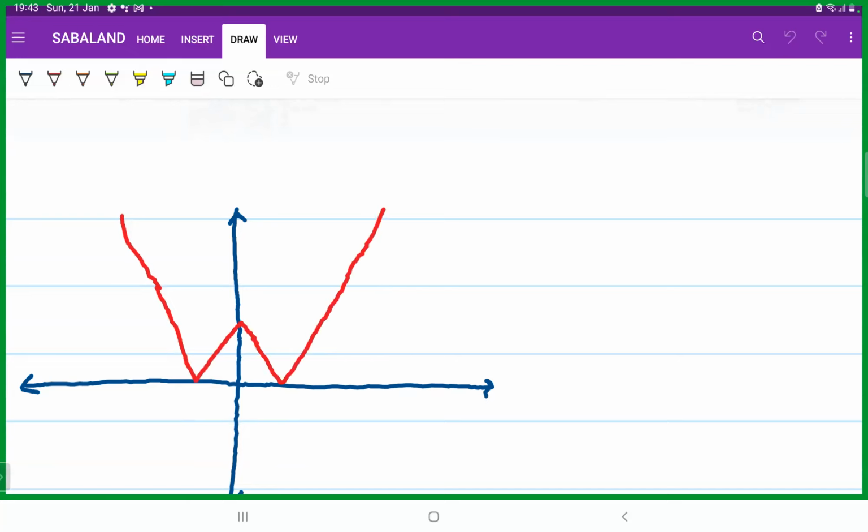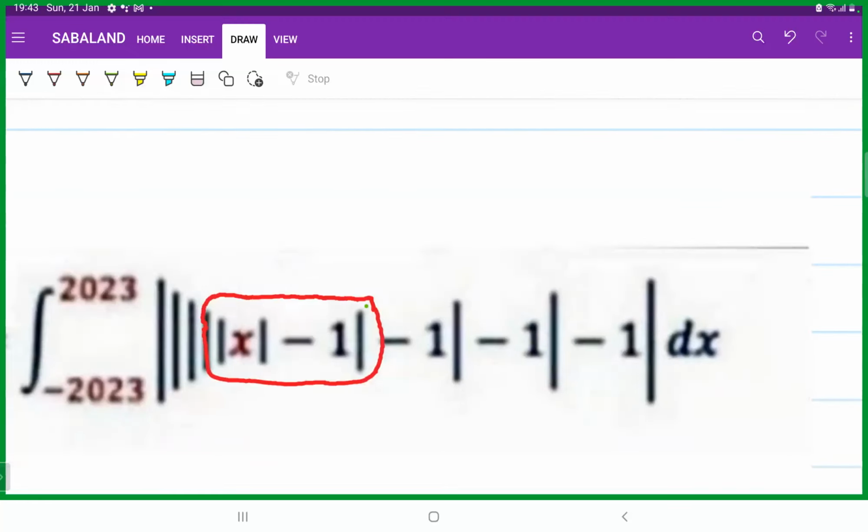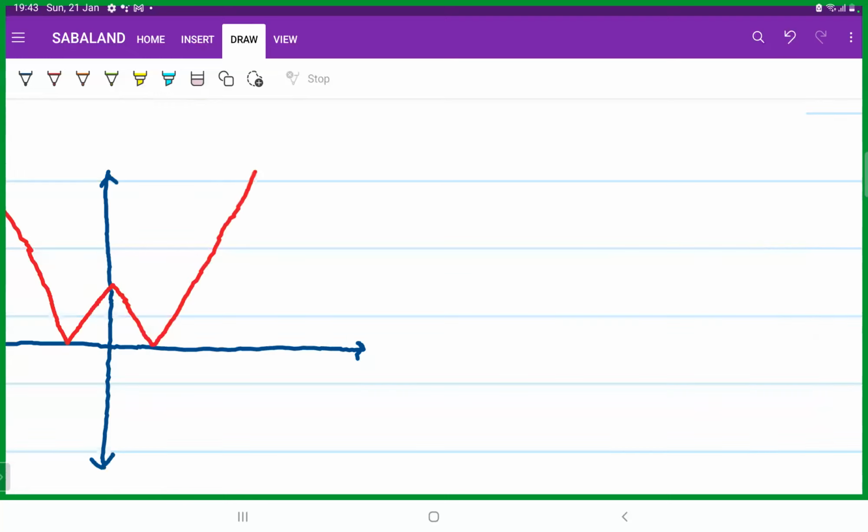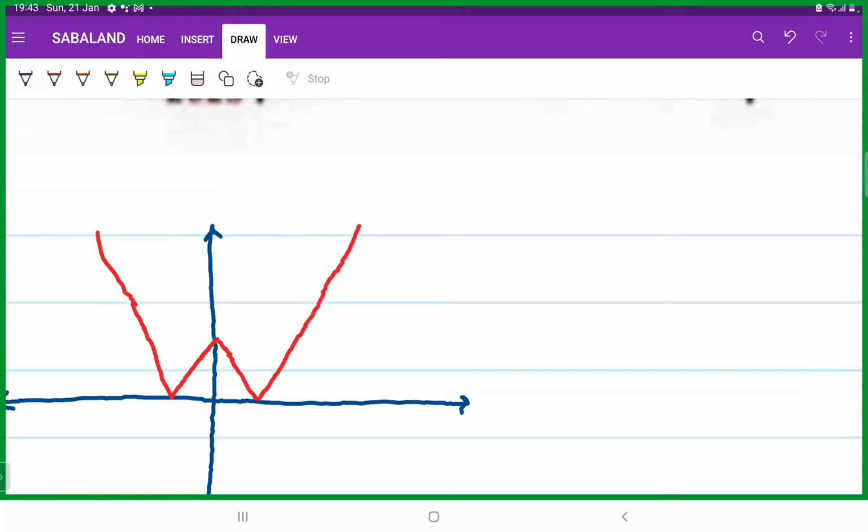Now we come to the next block, which is again a -1. So we have to do -1 again. So this is what we will have now.